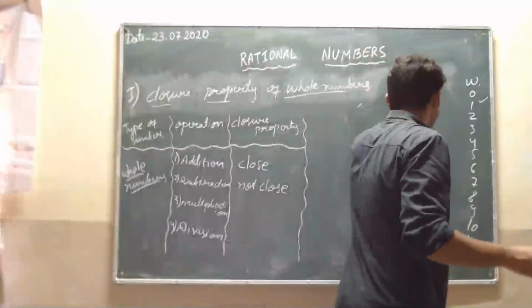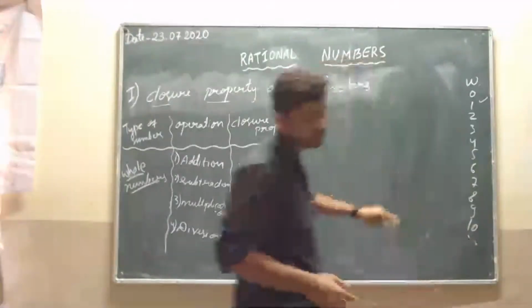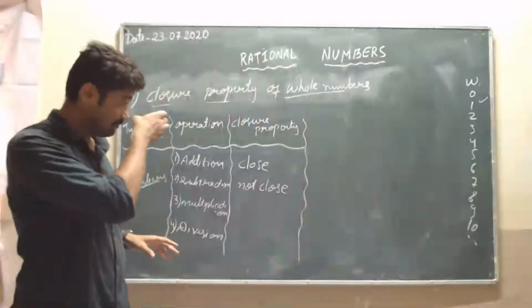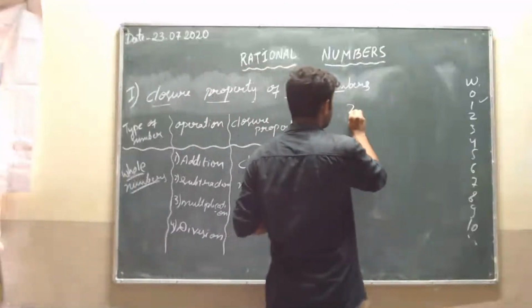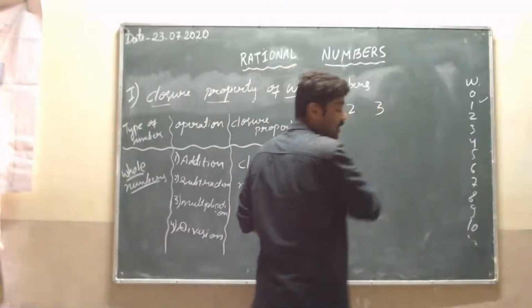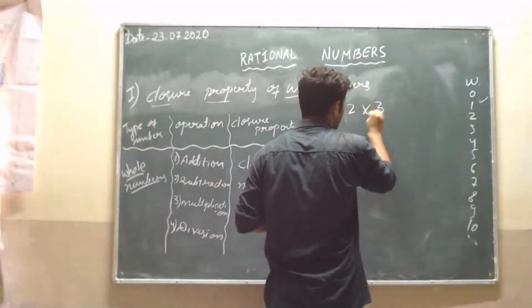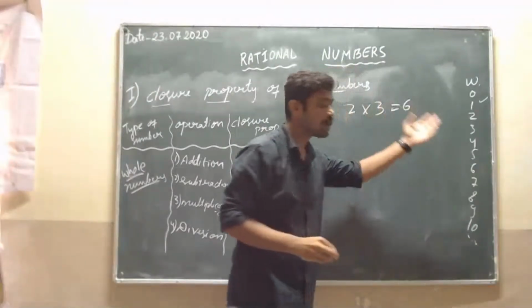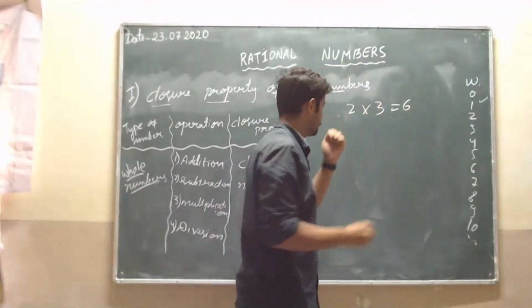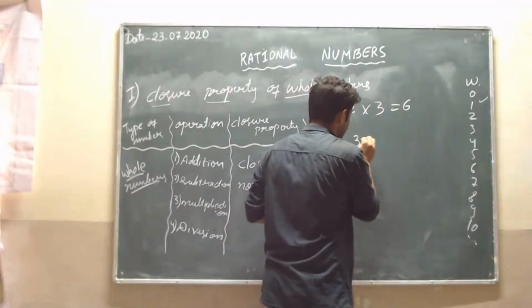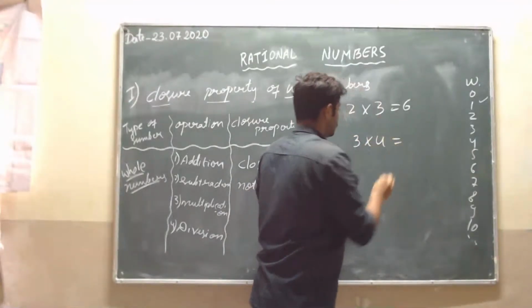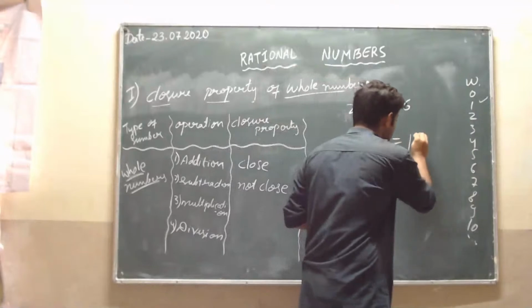That is the next property, the next operation: multiplication. Multiplying any two numbers, 2 is a whole number and 3 is a whole number. 2 threes are 6. Whether 6 is a whole number? Yes, sir. Then again I will take 3 into 4. 3 fours are 12. 12 is also a whole number.